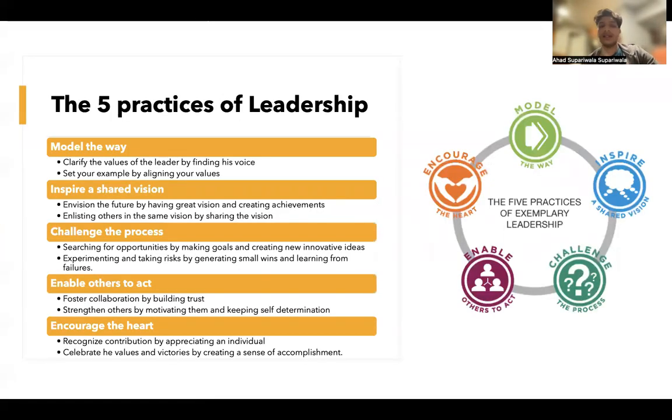This is the 5 practices: model the way, inspire a shared vision, challenge the process, enable others to act, encourage the heart. All of these practices have two set pieces. Model the way has clarify the values and set your example. Inspire a shared vision has envision the future, enlisting others. Challenge the process consists of searching for opportunities and taking risk, experimenting and taking risk. Enable others to act has foster collaboration and strengthening others. Encourage the heart has recognizing contributions by individual and celebrating of the achievements of that individual.